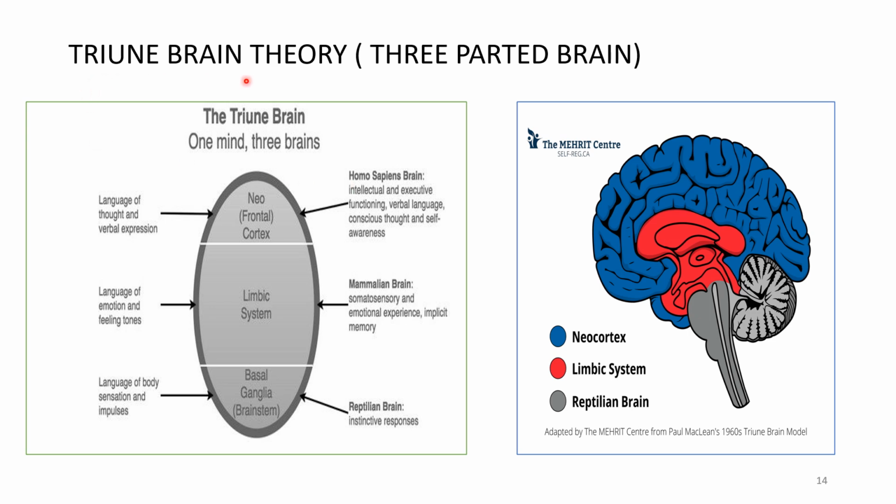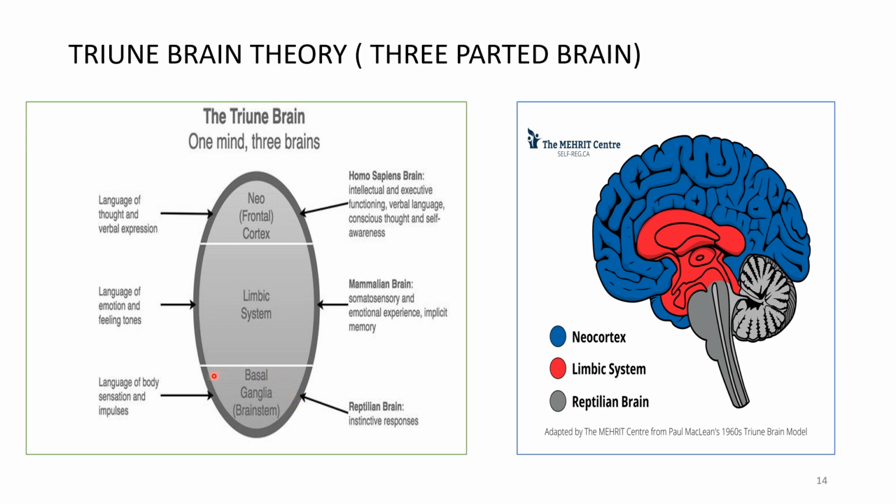Then coming to the triune brain theory, or three-parted brain. So our brain is parted into 3 parts. That is, one mind and it has 3 brains. Means neocortex, which is helpful for language, thought and verbal expression. And limbic system, it is for language of emotion and feelings. And basal ganglia, it is for language of the body, sensation and impulses.